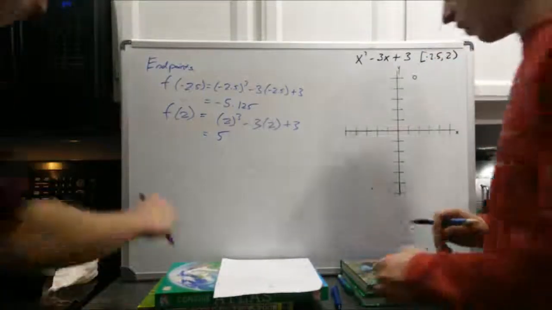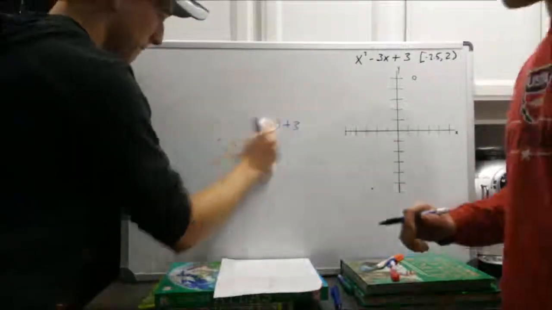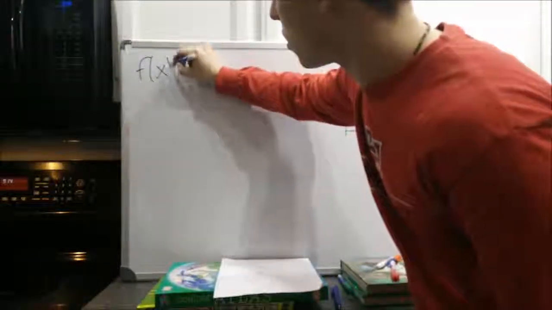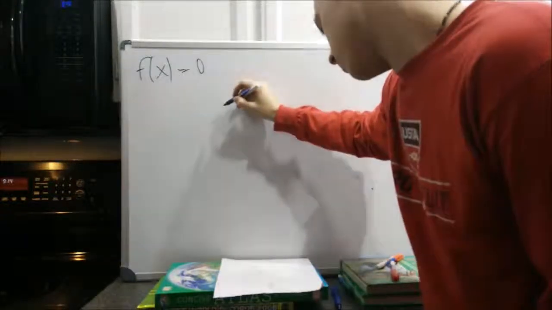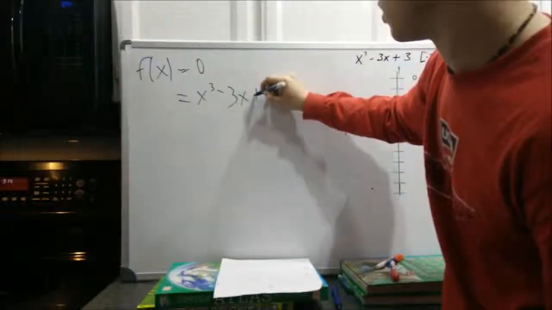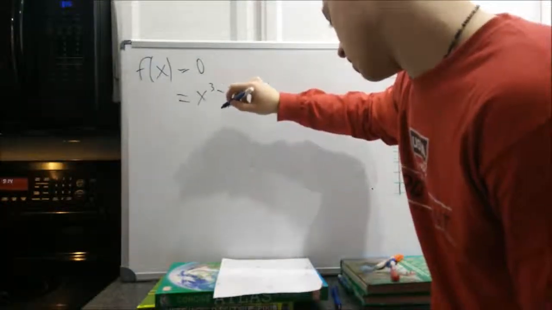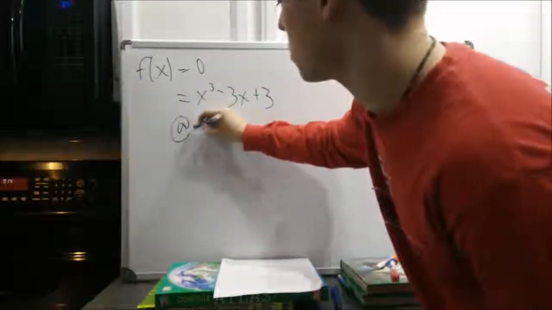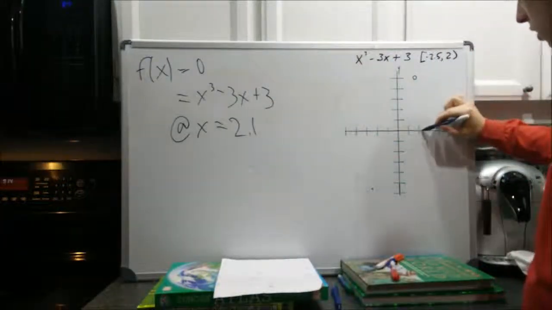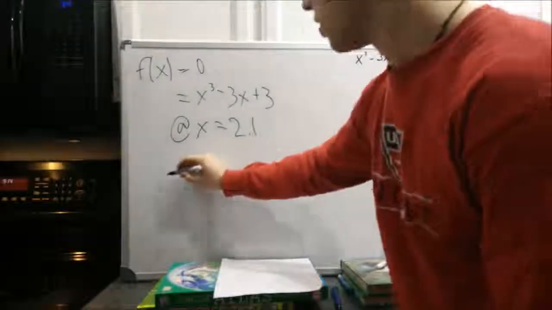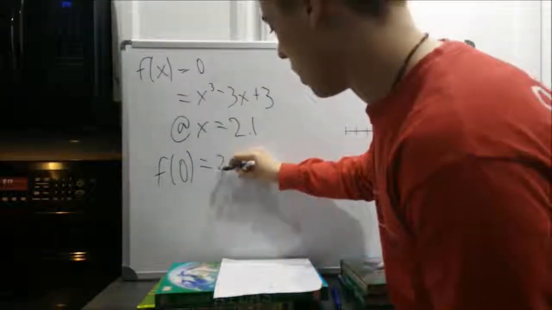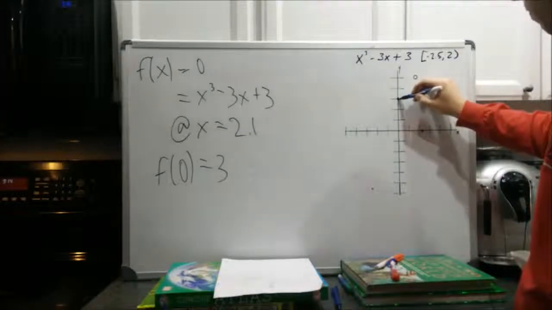Next we're going to find all the intercepts. For the x-intercept, we set f of x equal to 0, so x cubed minus 3x plus 3 equals 0. Using estimation, it's about 2.1. So we have an x-intercept at x equals 2.1. For the y-intercept, f of 0 is equal to about 3. There's our y-intercept.